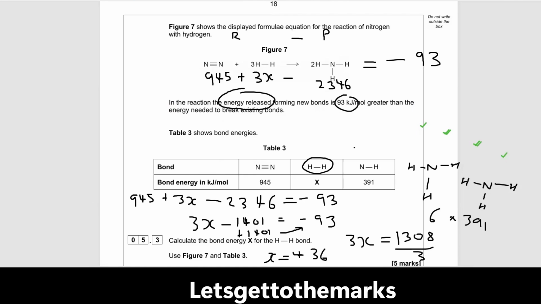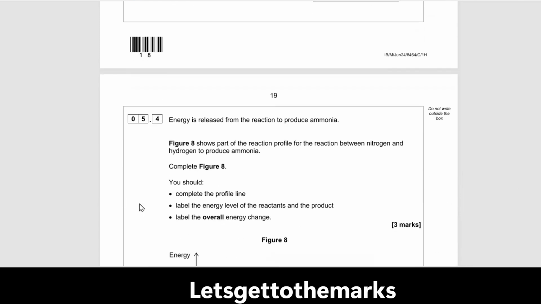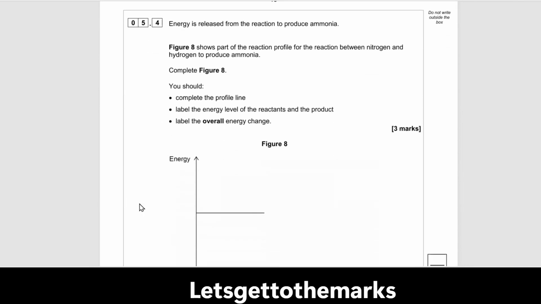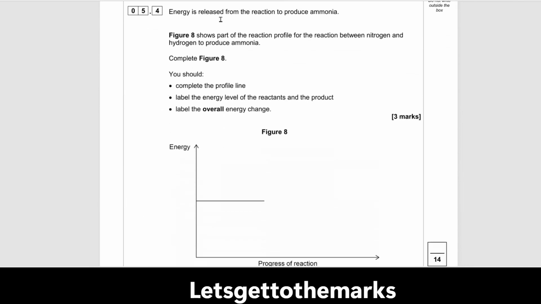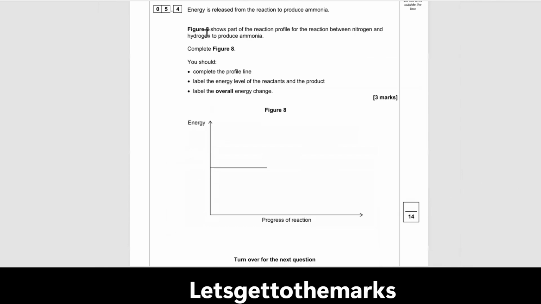All right, let's move on. Right, 5.4. Energy is, ooh, I can't see that properly. Okay, 5.4. Energy is released from the reaction to produce ammonia. Figure 8 shows part of the reaction profile for the reaction between nitrogen and hydrogen to produce ammonia. Complete figure 8. You should complete the profile line, so I need to complete that. Label the energy level of the reactants and the products and label the overall energy change.